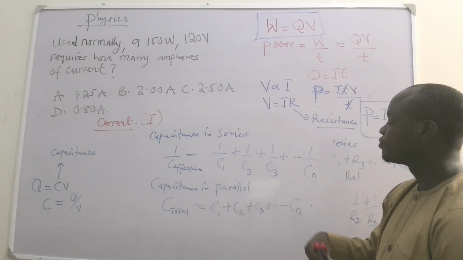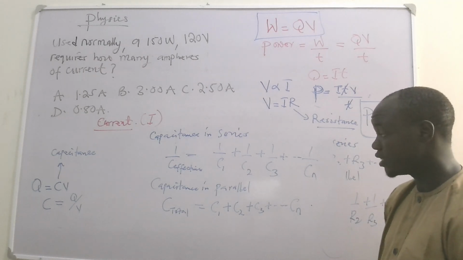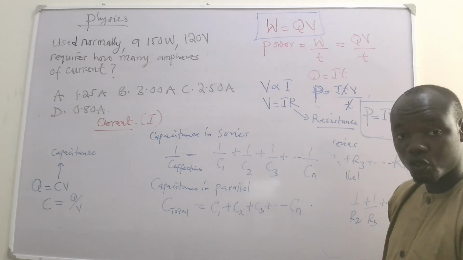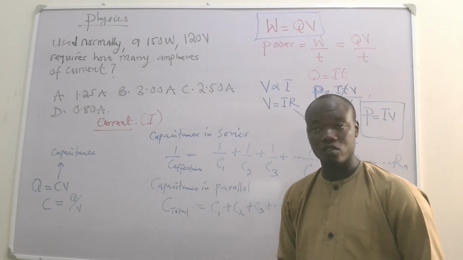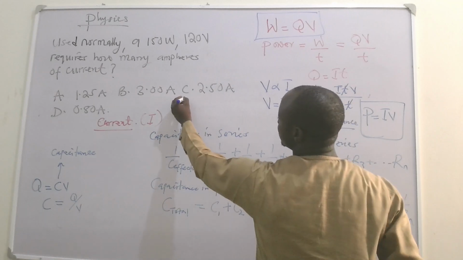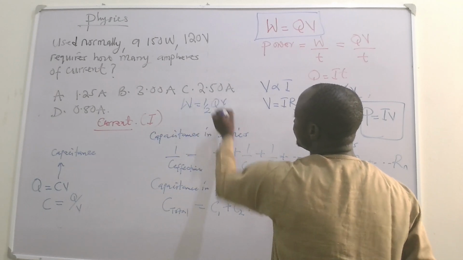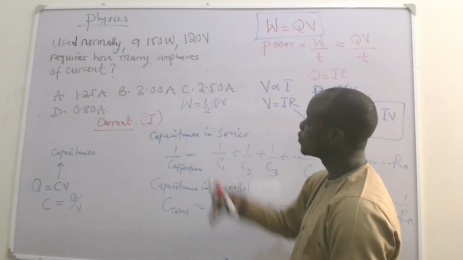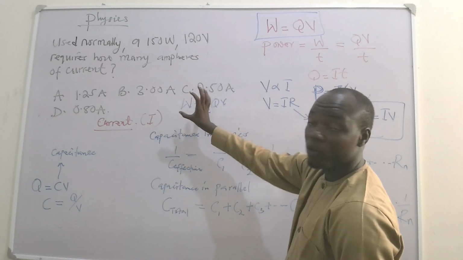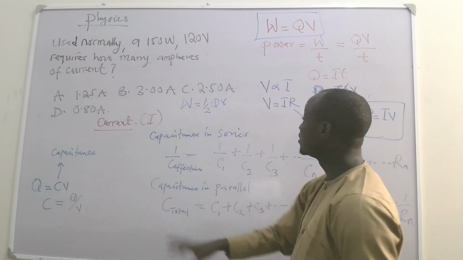Now, apart from this, we also have energy stored in a capacitance. The formula for calculating energy stored in a capacitance is U is equal to 1 over 2 QV, and you can play around with this. It's an average. So this is the formula for calculating energy stored in a capacitance.